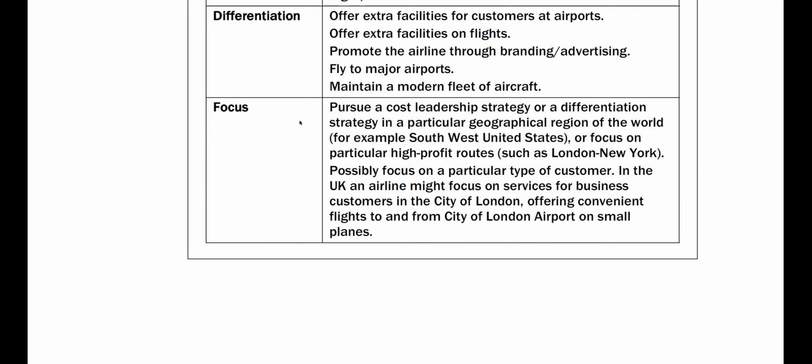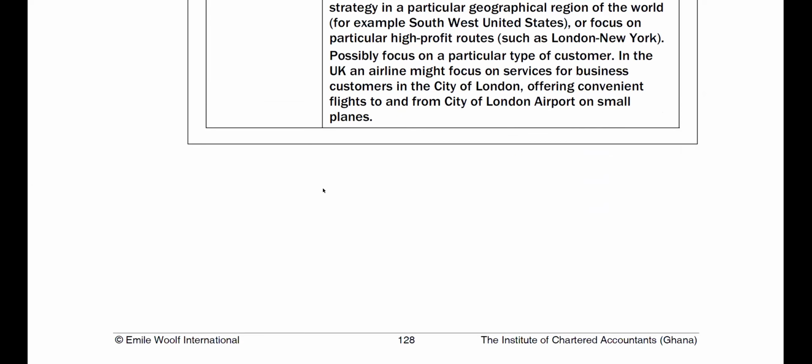Now, what about focus? When it comes to focus, you can pursue a cost leadership strategy or differentiation strategy in a particular geographical region of the world. For example, Southwest United States, or focus on a particular high profit route like London to New York, right? Possibly focus on a particular type of customer. In the UK, an airline might focus on services for business customers in the City of London, or offering convenient flights to and from City of London Airport on small planes. So it's up to you, right? You decide whether you want to go differentiation focus or you want to go cost focus.